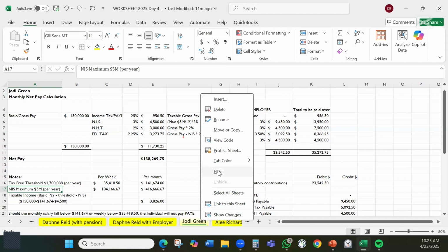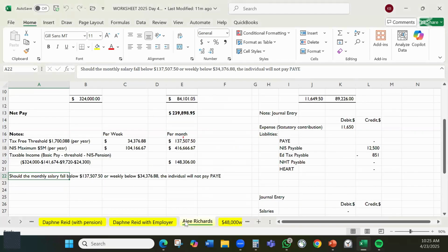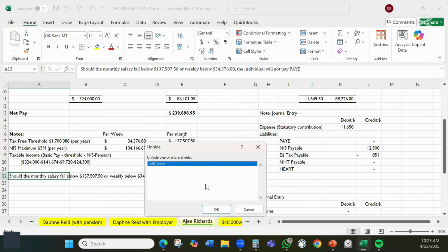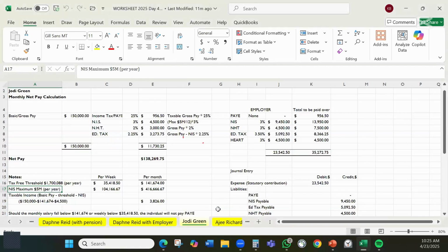All right, let me hide it and then unhide it and show you. So I right click and then I go to unhide and then I will see the sheets that are hidden. I select the one I want. So I select Jody Gray and I say okay. And it will come up. Oh, Miss, what was happening, Miss? I did not enable editing, Miss. Oh, okay.